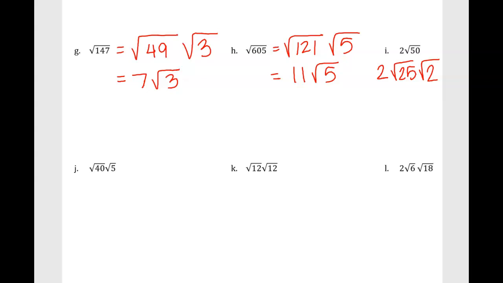So now what you do is that 2 stays. The square root of 25 becomes 5. Square root of 2 stays. But this is just like normal math. 2 times 5 is 10. So that becomes 10 square roots of 2. Everybody following me okay? All right.